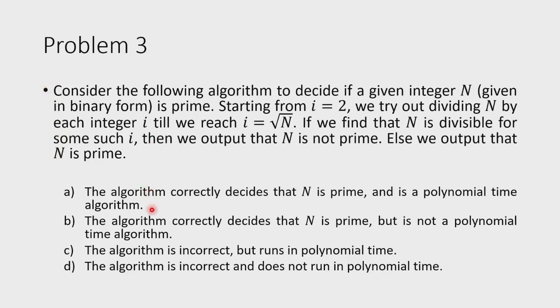So the question is, choose between these 4 options, whichever is correct. The algorithm correctly decides that n is prime and is a polynomial time algorithm. The second option is the algorithm correctly decides that n is prime, but it is not a polynomial time algorithm. The third is the algorithm is incorrect but runs in polynomial time, and the fourth is the algorithm is incorrect and does not run in polynomial time. Can anyone tell me or guess which of the 4 is correct? Sir, A. So you are saying that the algorithm correctly decides that n is prime and it is a polynomial time algorithm.